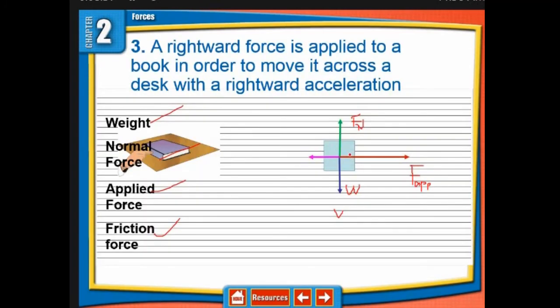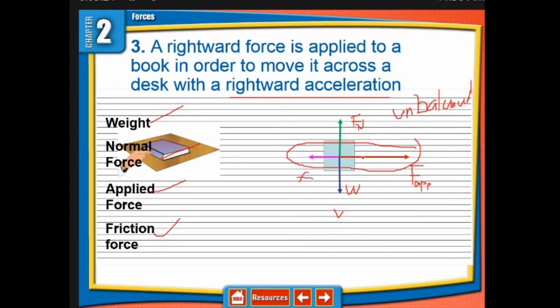Okay. So the question is, why is it that the applied force is longer than the friction force? We all know that the object is moving rightward with an acceleration. So if there is an acceleration, we could expect that the vector representation of the forces must be longer and shorter, meaning there might be what we call the unbalanced force. In this case, the unbalanced force happens in the horizontal direction because the applied force is longer than the friction force.